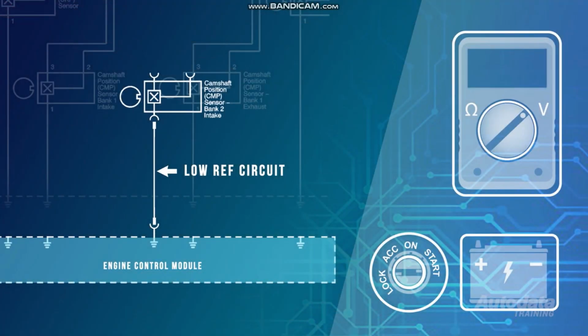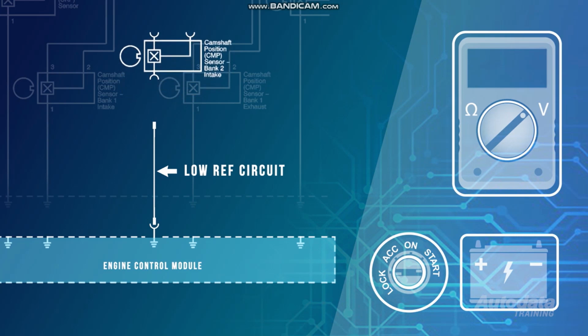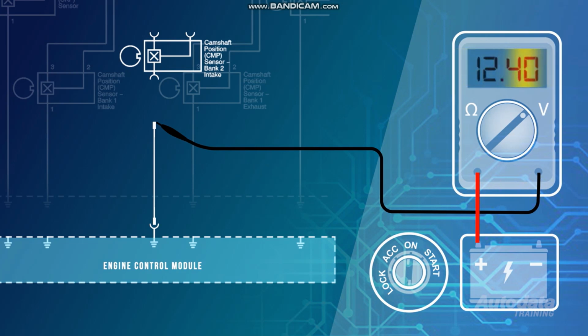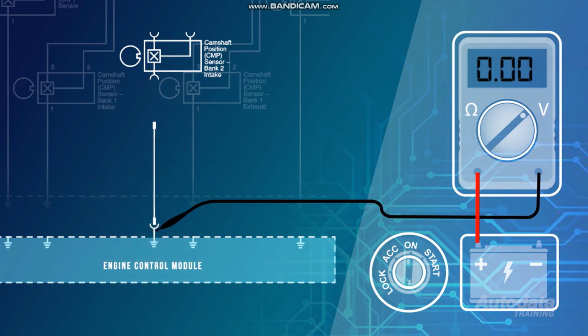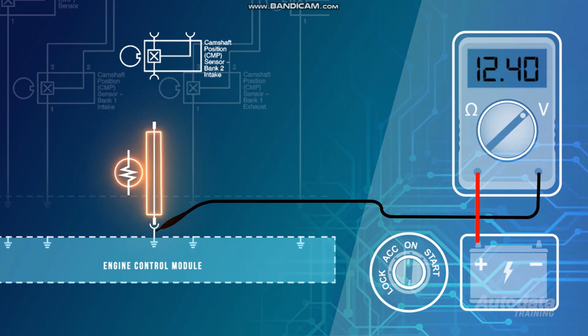With the ignition off, disconnect the affected cam position sensor, then switch the ignition on. Place the black meter lead on the low reference terminal of the cam position harness connector and the red to battery positive. Battery voltage should be seen. If not, then there may be excess resistance in the circuit. Move the black lead and back probe the low reference terminal at the ECM harness connector. If the correct voltage is now seen, there may be excess resistance in the wiring harness.